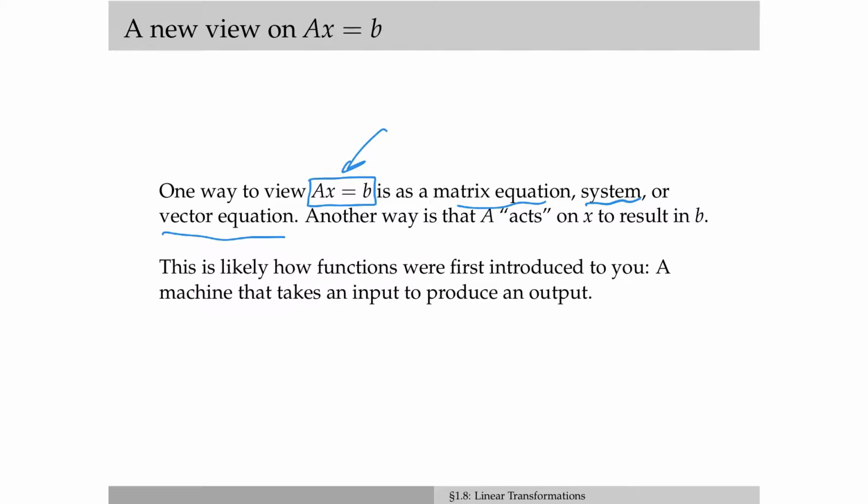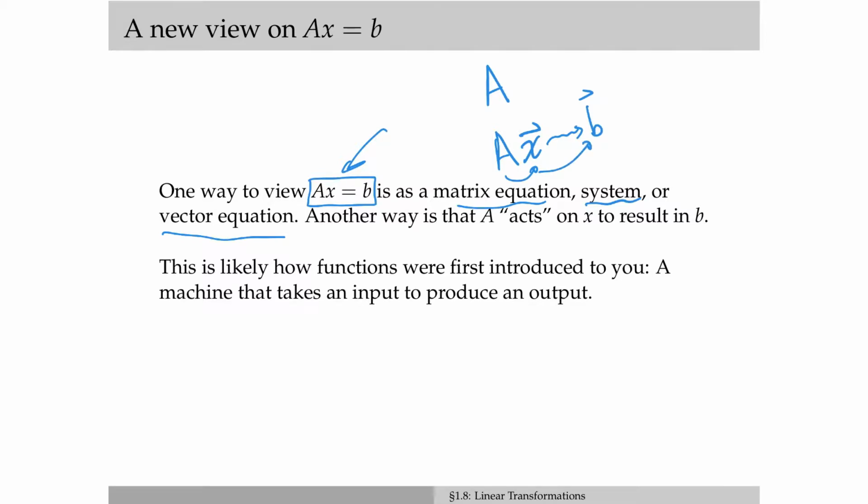That way is we have some vector x. Now this object, this matrix A, you can think of it as a function. And when I write AX, the result of this is this vector B. So A acts on X to result in B.